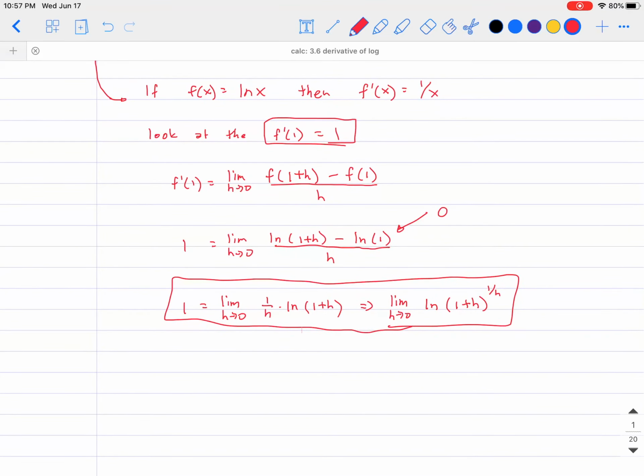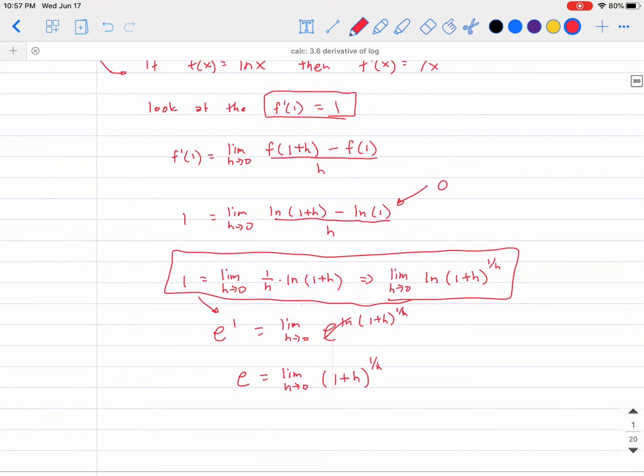So if I take e to both sides, you're going to get now e to the 1, which becomes this, is equal to the limit as h approaches 0 of e to the ln. Now, those two guys right there are going to cancel out, and that's exactly what I'm looking for. So with those two canceling each other out, that gives me the limit that I'm looking for, which is the limit as h approaches 0 of (1 plus h) raised to the 1 over h, and that is now equal to e, because e to the 1 is equal to e. So there you go. That's going to be our derivation of it.